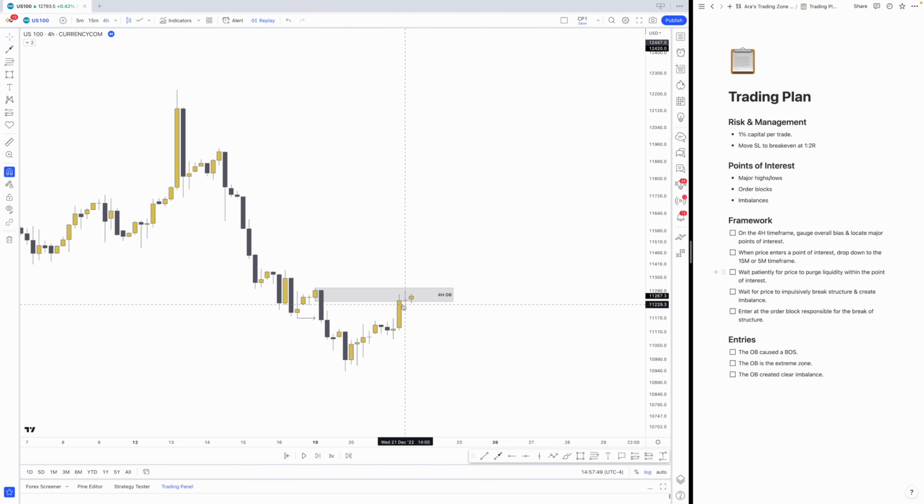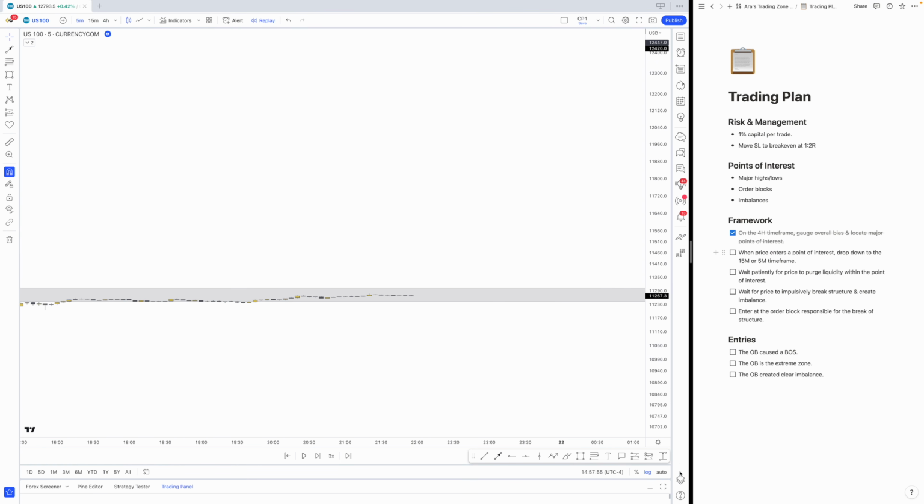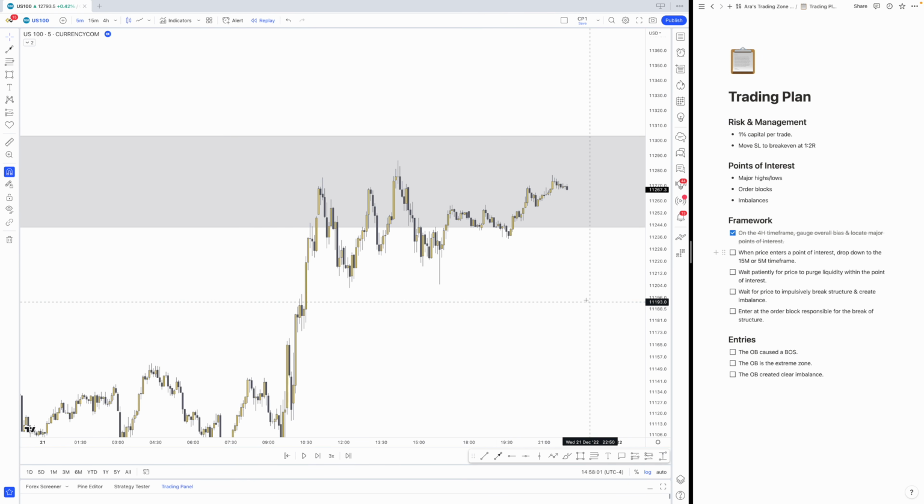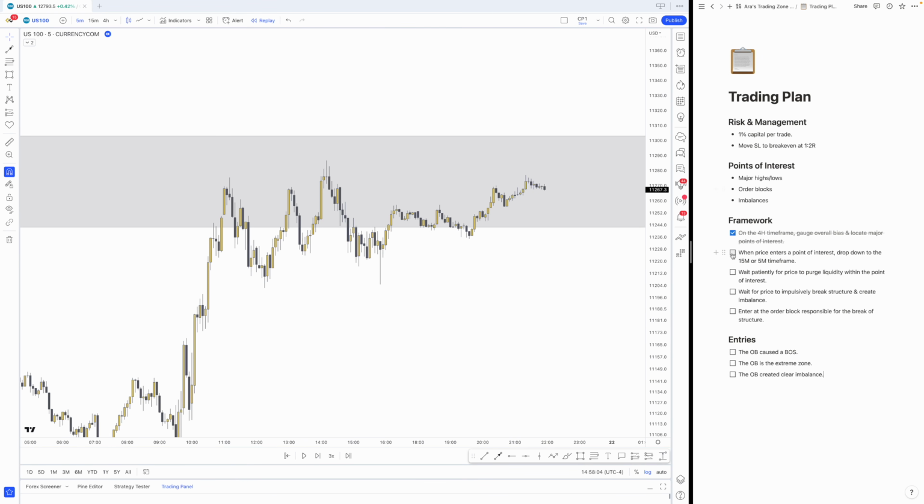Okay, so right there, we've entered the zone. So I'm going to check this off the list, and we're going to drop down to the 5-minute time frame in this case, because I want a more zoomed in perspective. So we're going to check the second step off the list because we've dropped down to our lower time frame now.